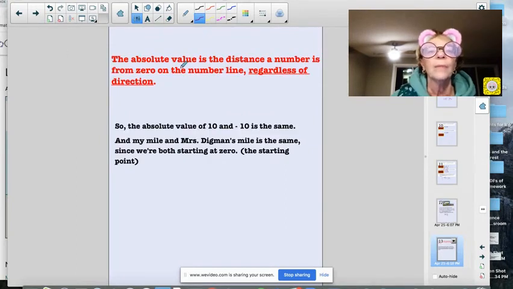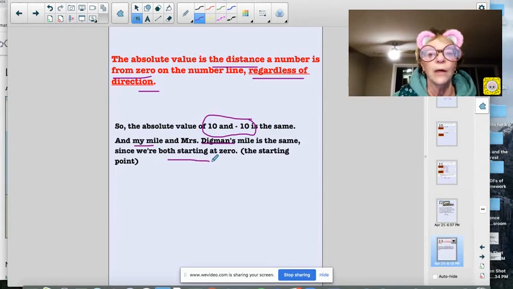Okay, kiddos, the absolute value is the distance of a number from 0 on the number line, regardless of direction. So the absolute value of 10 and -10, it's the same. It's 10. And my mile and Mrs. Digman's mile is the same because we're both starting at 0, our starting point.